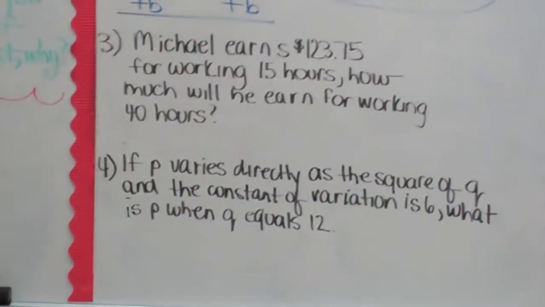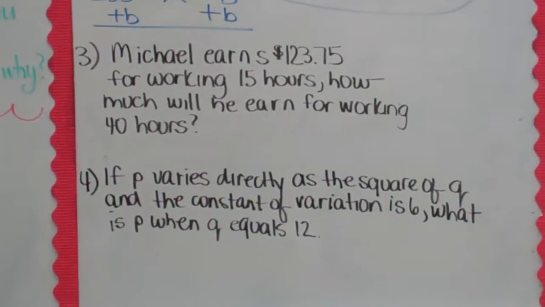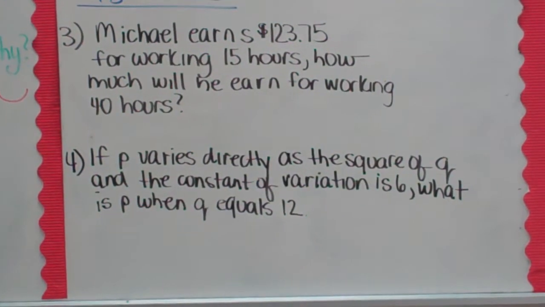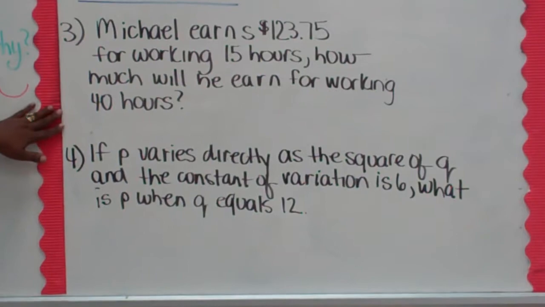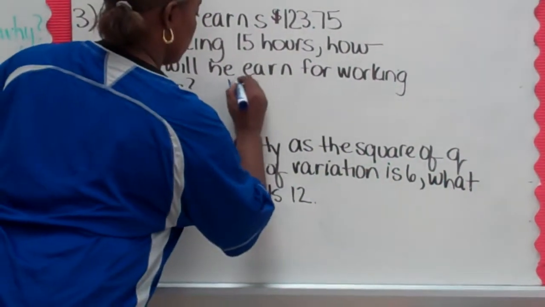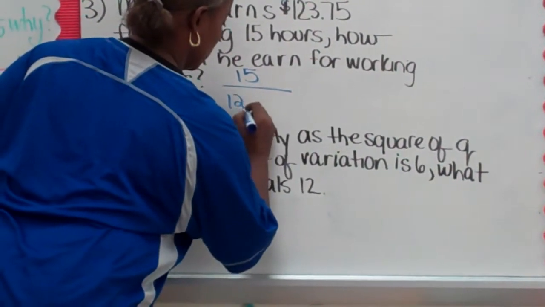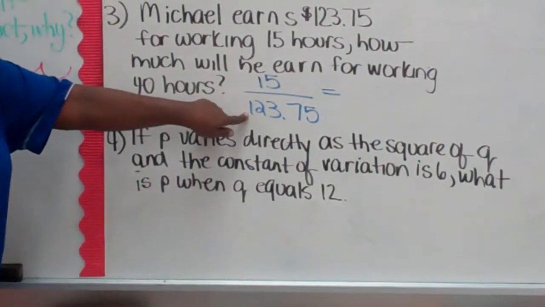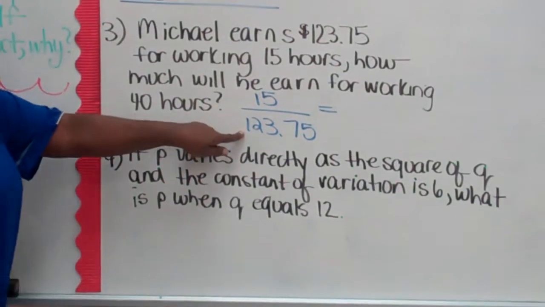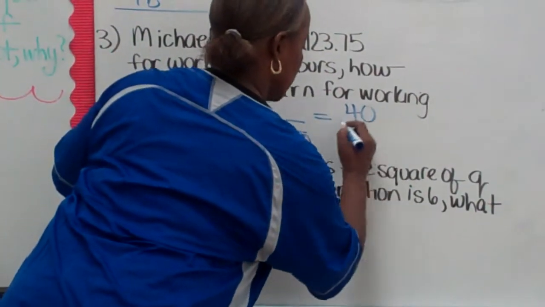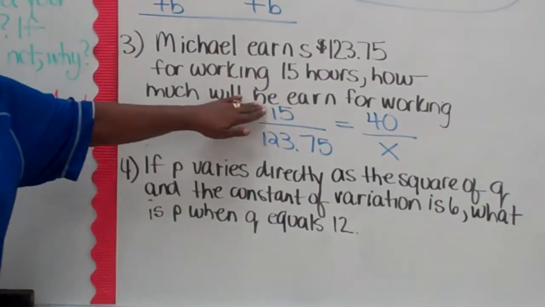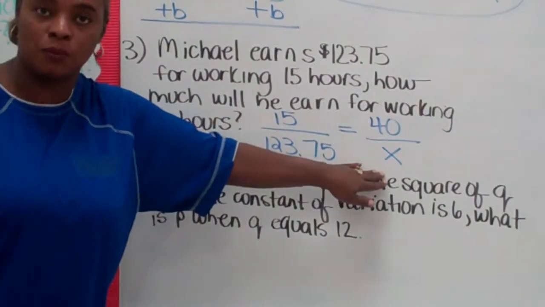Alright, problem number 3. Michael earns $123.75 for working 15 hours. How much will he earn for working 40? Alright, I'm going to set this up as a proportion. For 15 hours, he earns $123.75 equals, so this is hours is to money. As hours, 40, is to money, we don't know, x. So again, hours, see the matching hours up top, the matching money at the bottom.